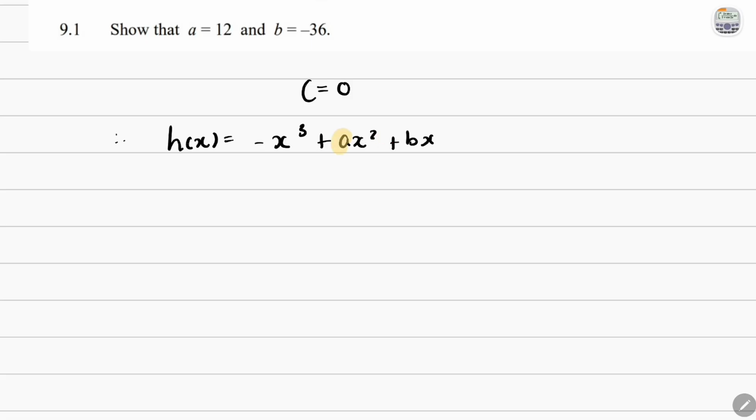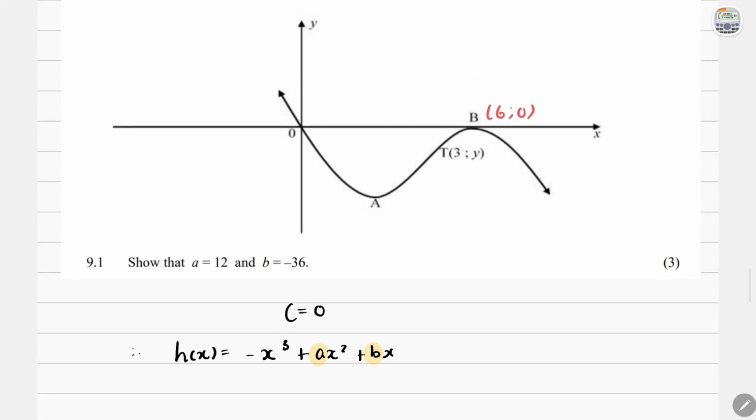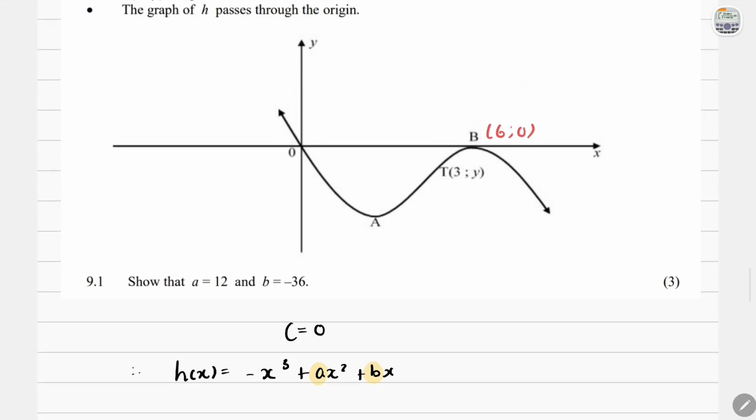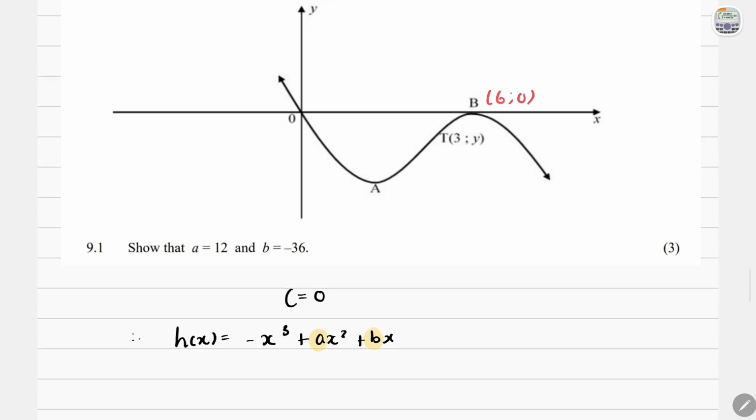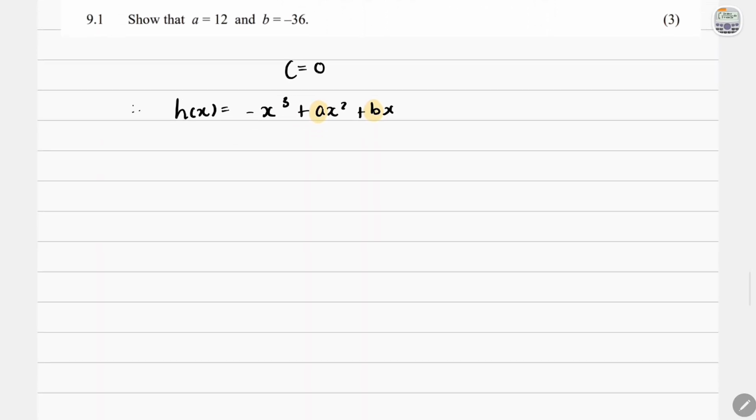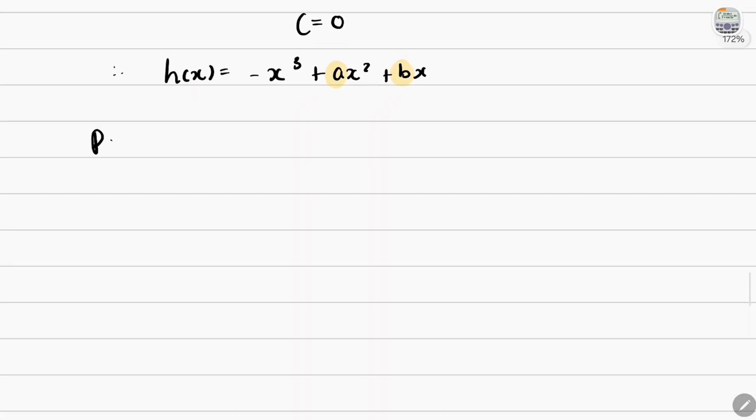So we have to find two missing variables given what? The only complete point here that they have given us is this point b, 6 and 0. There's no other point that is complete. We don't have this, this is just 3 and something else. So we can only use 6 and 0. But think about what 6 and 0 is. 6 and 0 is a point, specifically an x-intercept, but it's also a turning point. So this information can be used twice. And this is how we're going to do it. We're first going to use it as a point, and then we'll use it as a turning point.